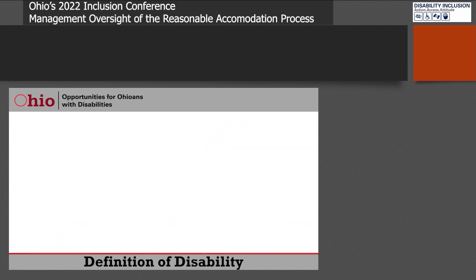I know it's a legal definition and not a medical one. That's right, and it can differ from how other laws define disability. The ADA's definition has three parts. The first defines disability as a person who has a physical or mental impairment that substantially limits one or more major life activities. The second defines disability as a person who has a record of such an impairment. And the third defines disability as a person who is regarded as having such an impairment.